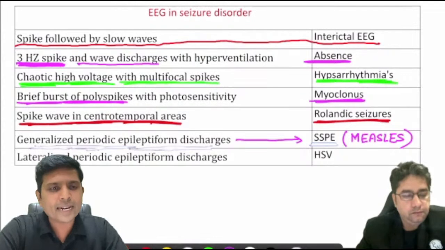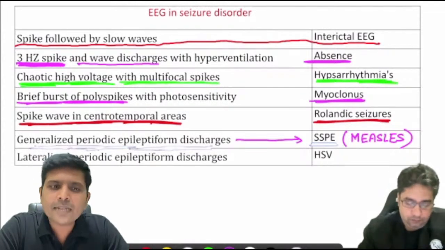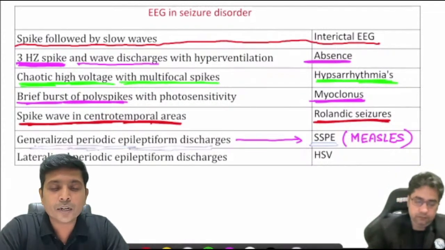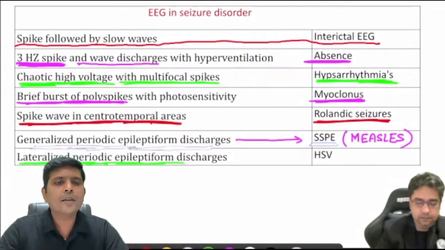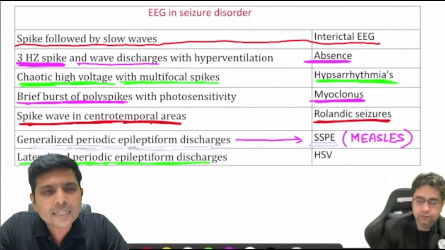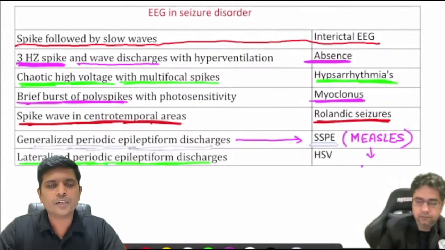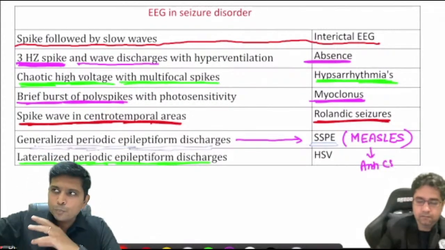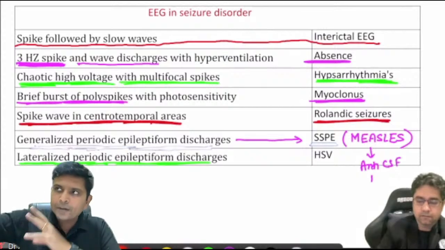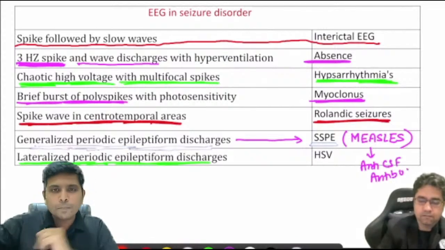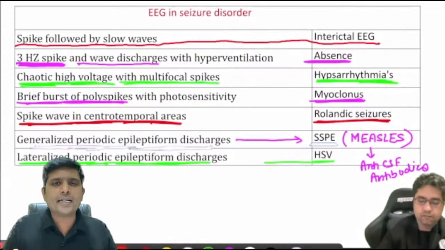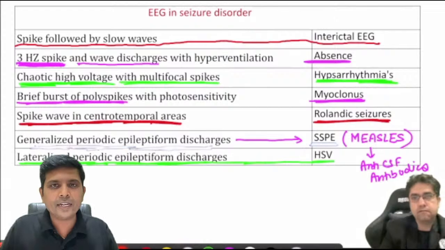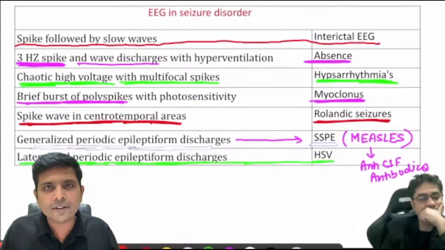Right. The investigation of choice is anti-CSF measles antibody. Then, what are lateralized periodic epileptiform discharges? When you see this group of tsunami waves in one particular area of the brain, in one part of the seashore, it means that particular area is having some abnormal activity. What is that abnormal activity?